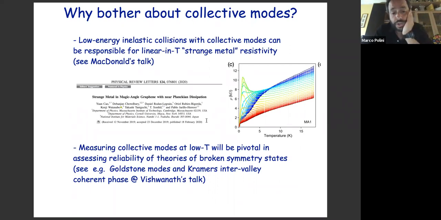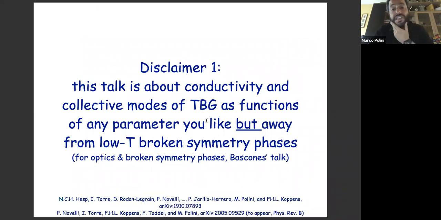A very nice example was given also by Vishwanath yesterday, I believe, where his theory, for example, on the Kramers intervalley coherent phase supported Goldstone modes with linear dispersion. So hopefully when technology allows us to put the tip of the AFM in a cryostat and go to very low temperatures, which is something that a number of people in the world are working on, we will also be able to assess complicated many-body theories for this strongly correlated problem. But this brings me immediately to the first disclaimer of the talk.